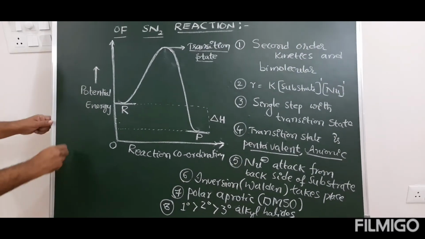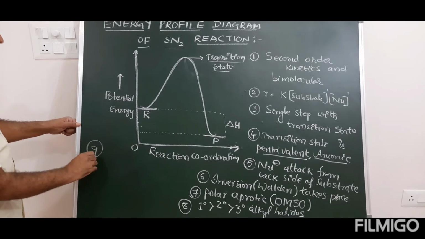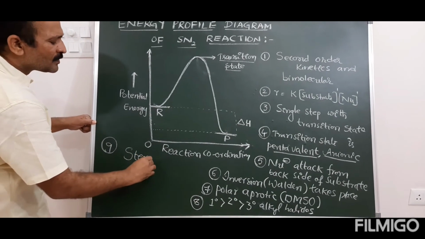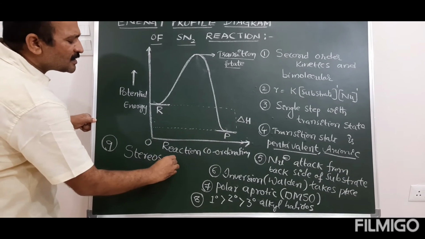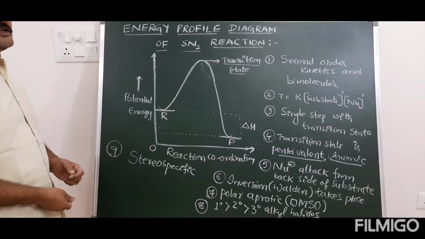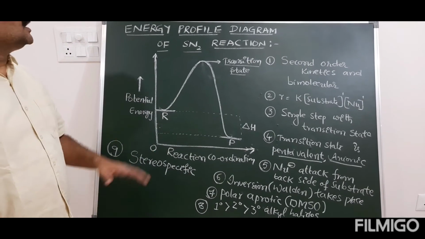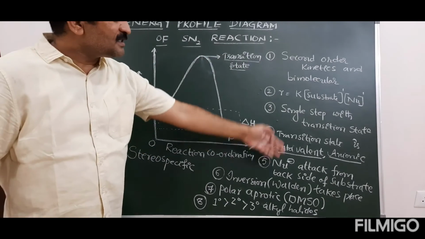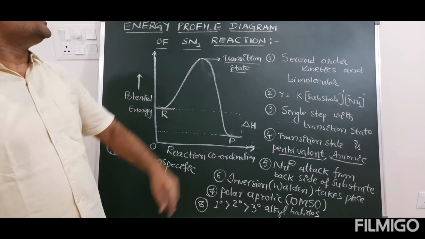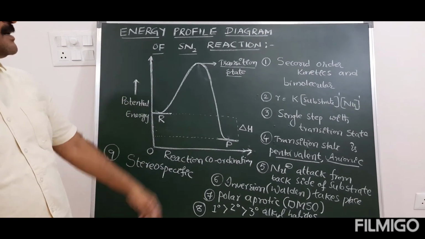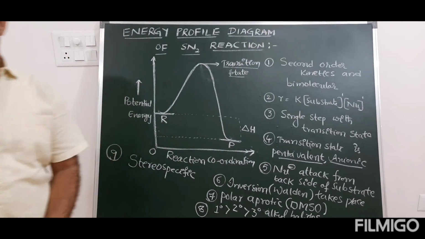Last point, but it is important: SN2 reactions are stereospecific. You remember that. These are the important points for the SN2, along with the energy profile diagram. If you recall this information, it is easy to understand the mechanism. Now we are going to discuss the SN1.